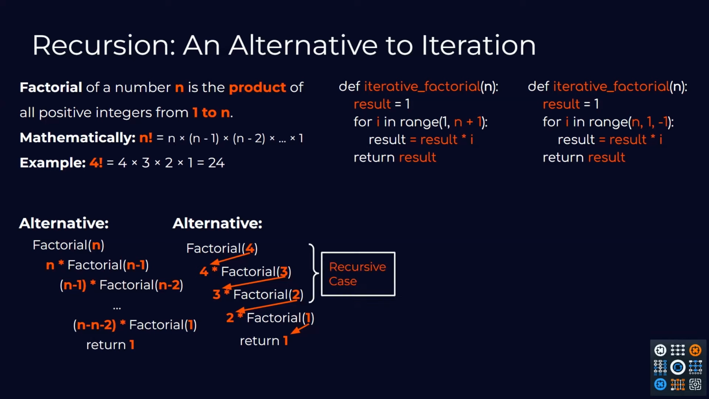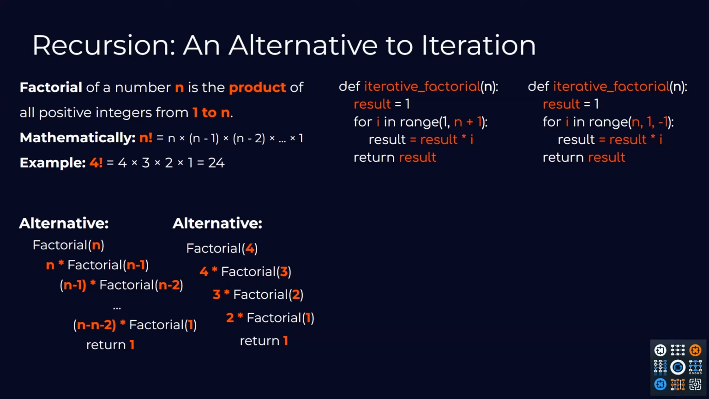As long as we are recurring or calling the factorial function repeatedly with smaller input, it is called the recursive case or recursive step. Whereas when we opt for a simple answer instead of calling the function again, it is called the base case. So the base case is where recursion stops actually.